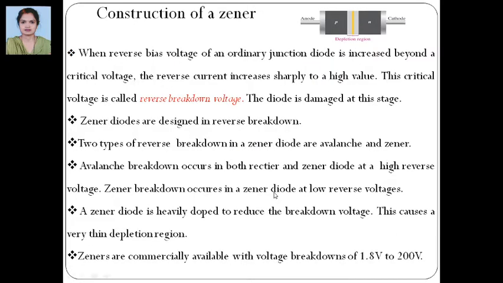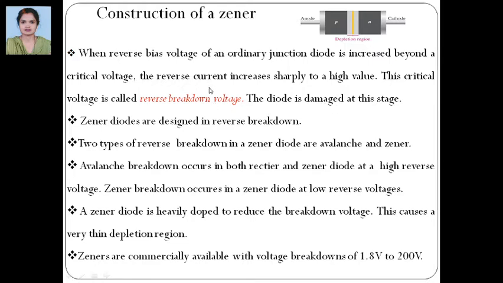How is Zener constructed? Zener has a p-type material and n-type material. In between that there is a depletion region. When the reverse bias voltage of an ordinary junction diode is increased beyond a critical voltage, the reverse current increases sharply to a high value. This critical voltage is called reverse breakdown voltage. And then the diode gets damaged at this stage.